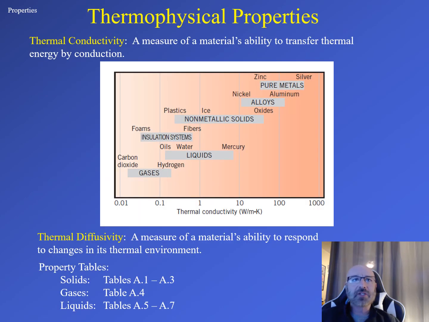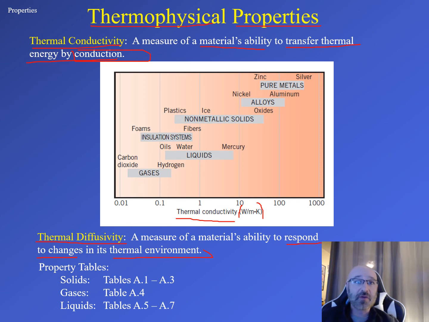Now I want to move on and discuss our thermal-physical properties. Within our thermal-physical properties, we're going to define a couple different things: thermal conductivity and thermal diffusivity. Thermal conductivity is a measure of the material's ability to transfer thermal energy by conduction. Whereas thermal diffusivity is a measure of the material's ability to respond to changes in its thermal environment. If we're talking about thermal conductivity, we're dealing with units of watts per meter Kelvin.